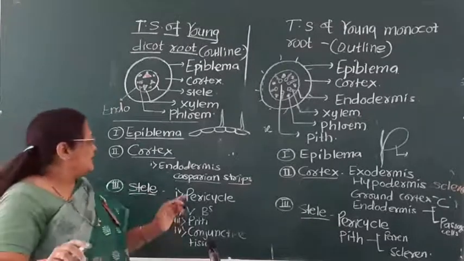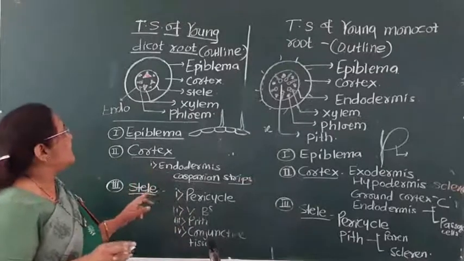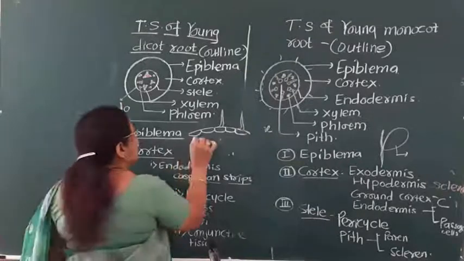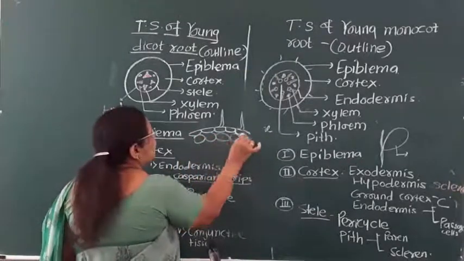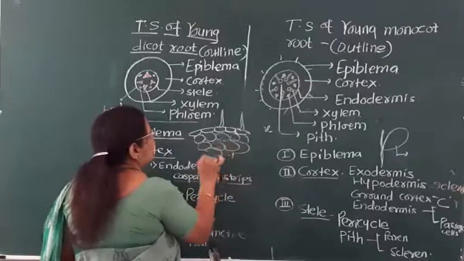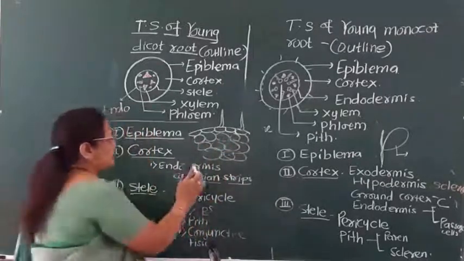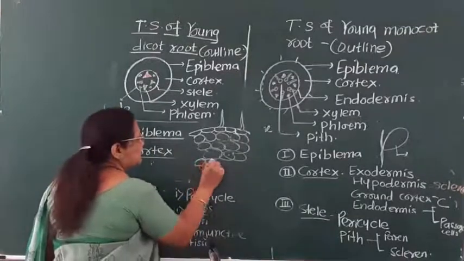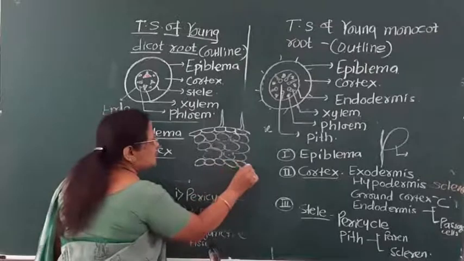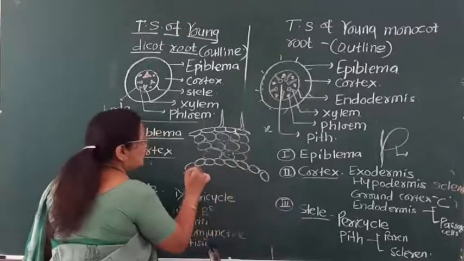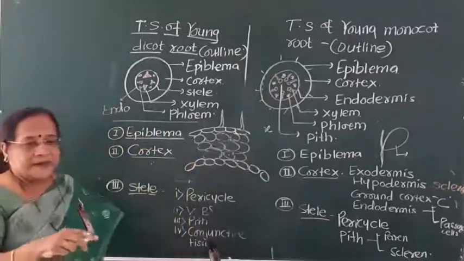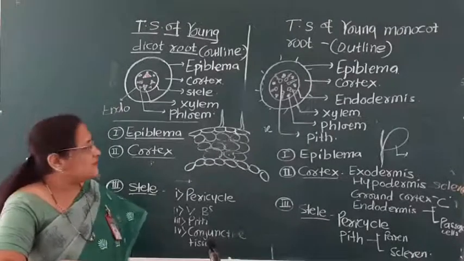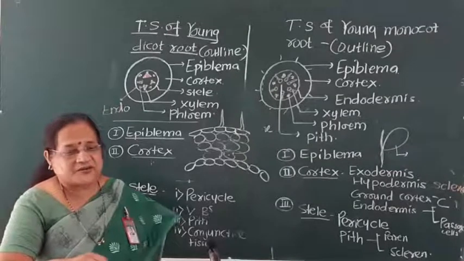Then we get the next part, which we call the endodermis. So what is this endodermis? The cortex starts from the epidermis, and you get a few layers of cortex, and after some layers you get the innermost layer of cortex. That innermost layer we call the endodermis, which is part of the cortex.